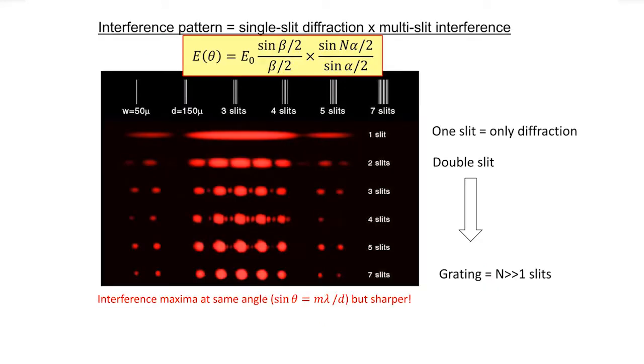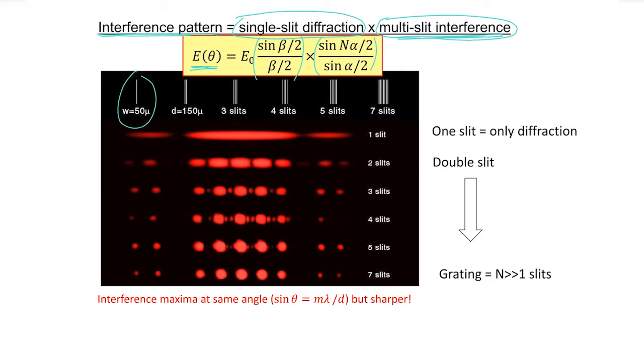This slide illustrates the argument that the pattern you observe behind n elements, n slits, is the product of the diffraction pattern from a single slit multiplied by the interference pattern behind n point-like slits. In equation form, the emitted field as a function of angle is the product of this sinc-type diffraction pattern of an individual slit multiplied by this pattern that you get for interference behind n slits. So let me walk you through the figure.